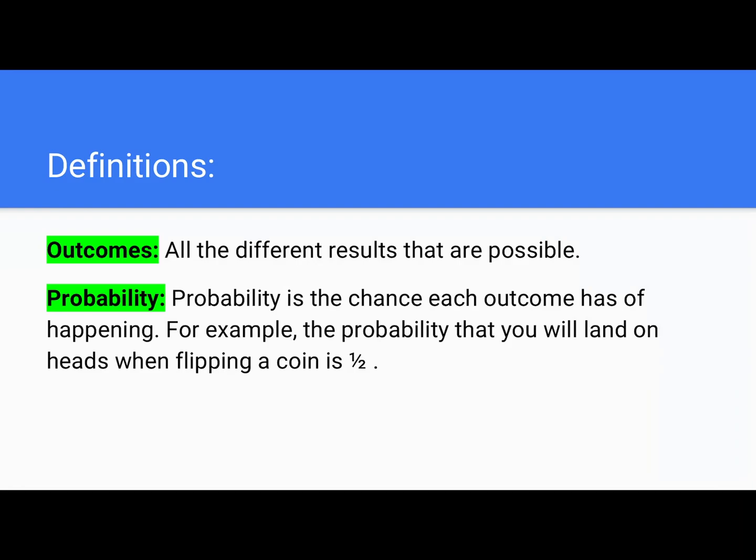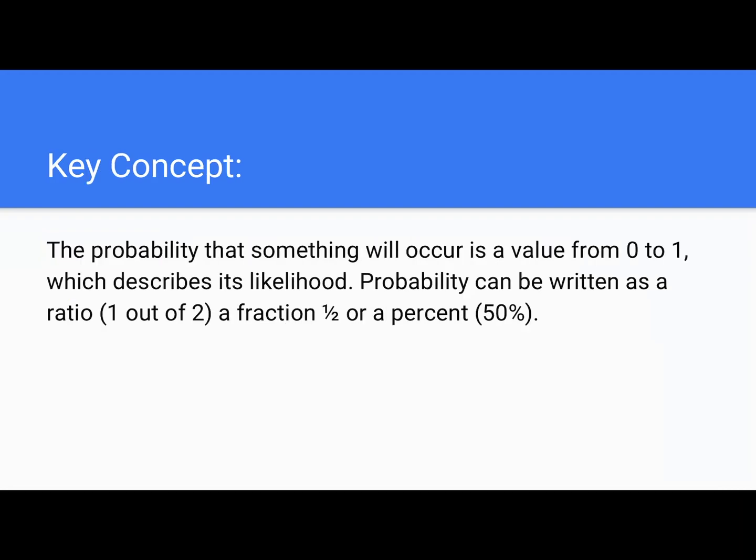So for example, if we're flipping a coin, then the probability that you will land on heads will be 1 out of 2. Also, if we're thinking about rolling a dice, the probability of landing on any of the numbers would be 1 out of 6. But basically, the probability is the chance you have of something happening, and the outcomes are all of the possible results that could happen.